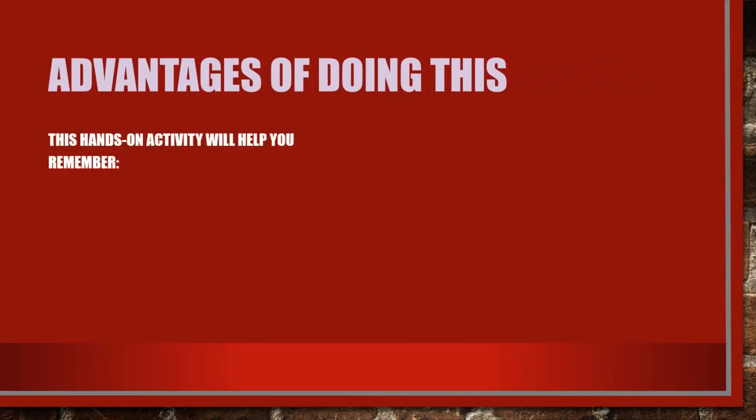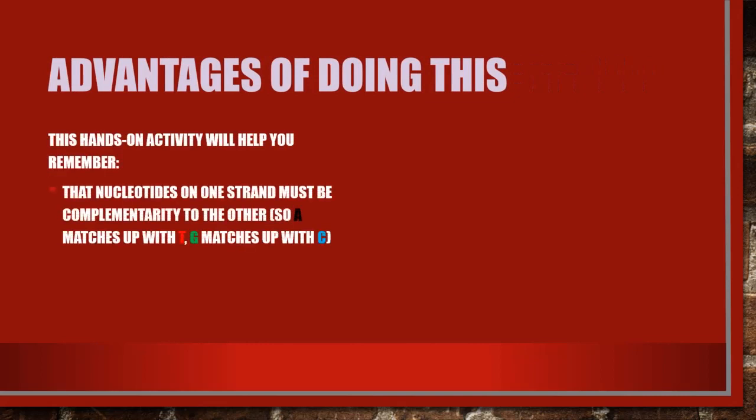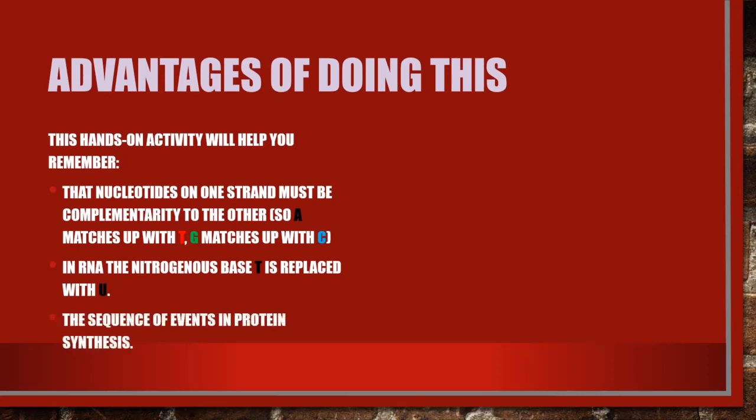So why do this hands-on activity or the stop motion animation? Well, this hands-on activity will help you remember the nucleotides on the strand must be complementary to each other. So A matches up with T, G matches up with C. It will also help you remember that in RNA, the nitrogenous base T is replaced with U. And it will help you remember the sequence of events in protein synthesis.